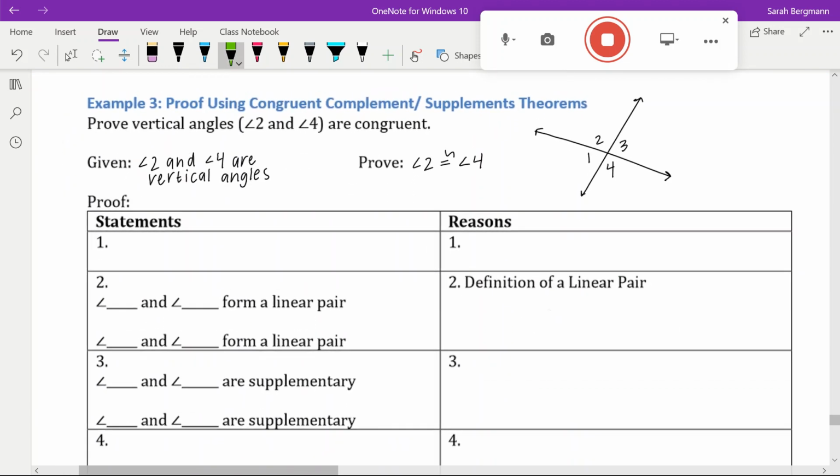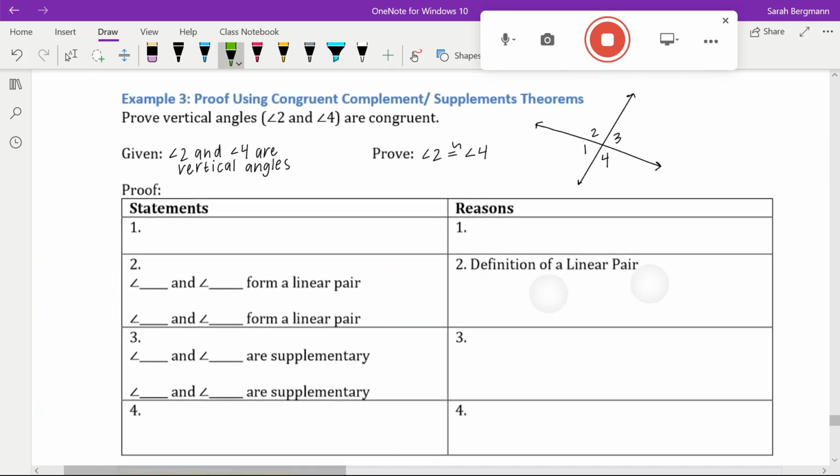Let's try using this in a proof. So it says to prove vertical angles are congruent. If they don't give you a picture or they don't give you labels, you'll always want to draw your own picture. I went ahead and drew an example of vertical angles. It said to use angles 2 and 4 as the vertical angles. So I drew angles 2 and 4 as vertical angles.